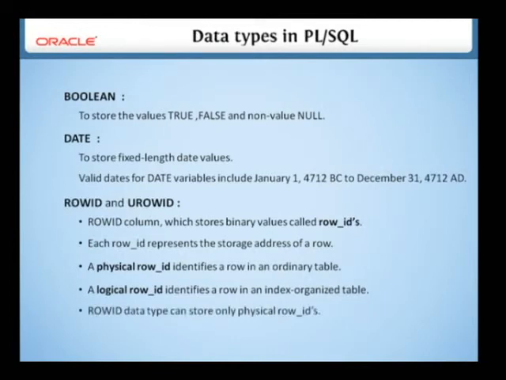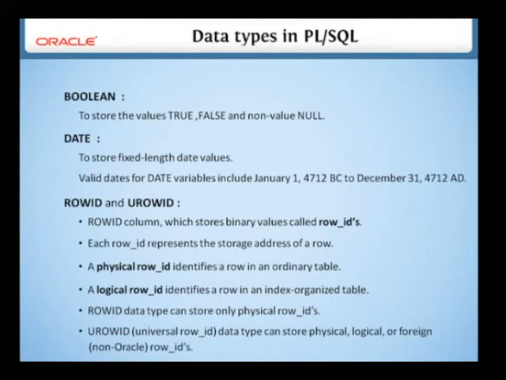ROWID data type can store only physical row IDs. However, a UROWID, Universal Row ID, data type can store physical, logical, or foreign, non-Oracle row IDs. From this lesson, you have an idea about different general data types. We will discuss the remaining data types in detail in the next lesson.